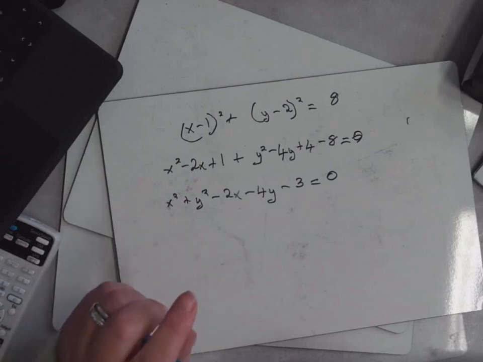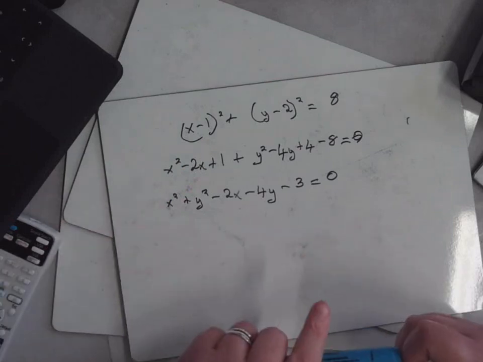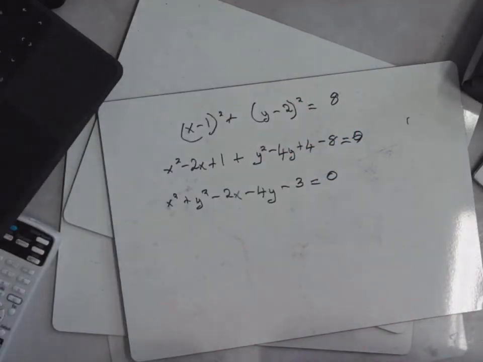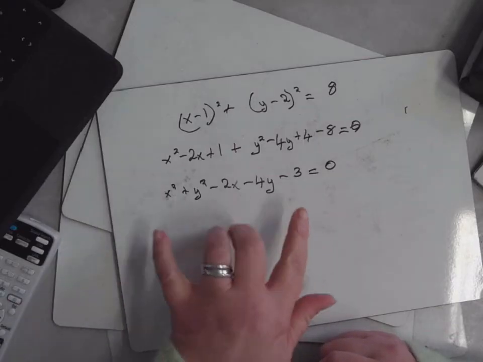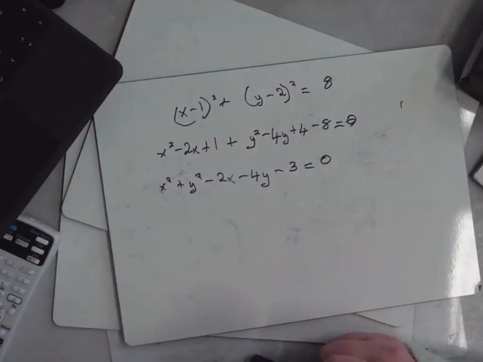Right, now, if we didn't know the centre and radius, now we do know the centre and radius, would we be able to come up with, you probably won't, but would you be able to come up with how you would get the centre and radius from this?